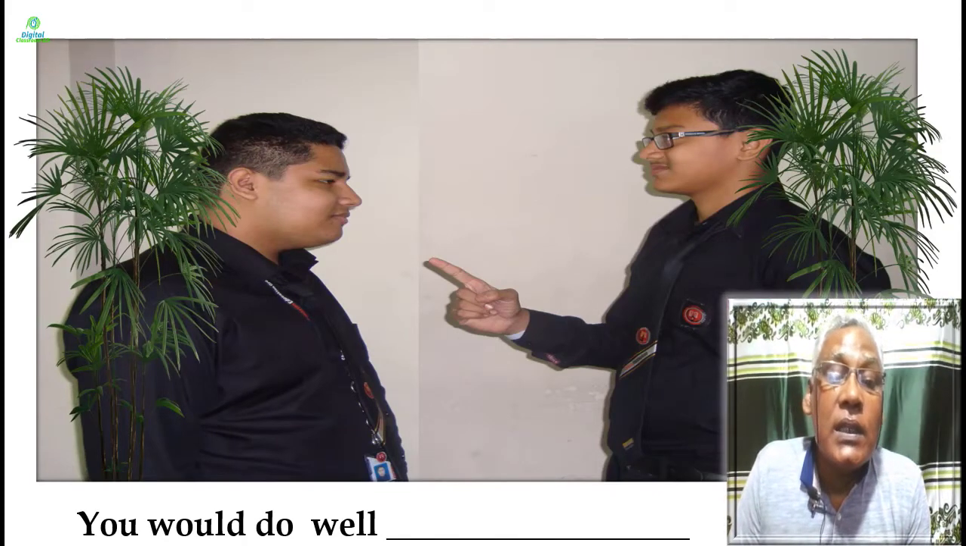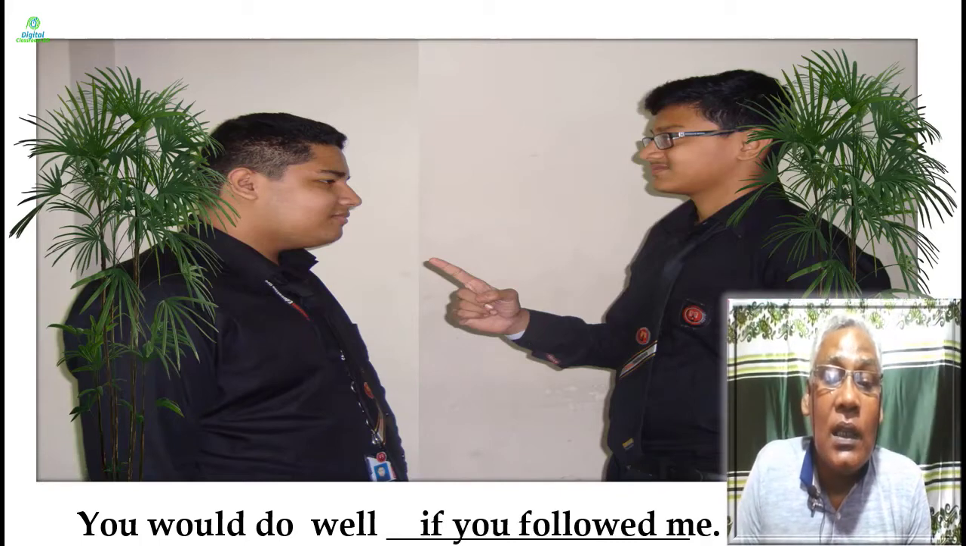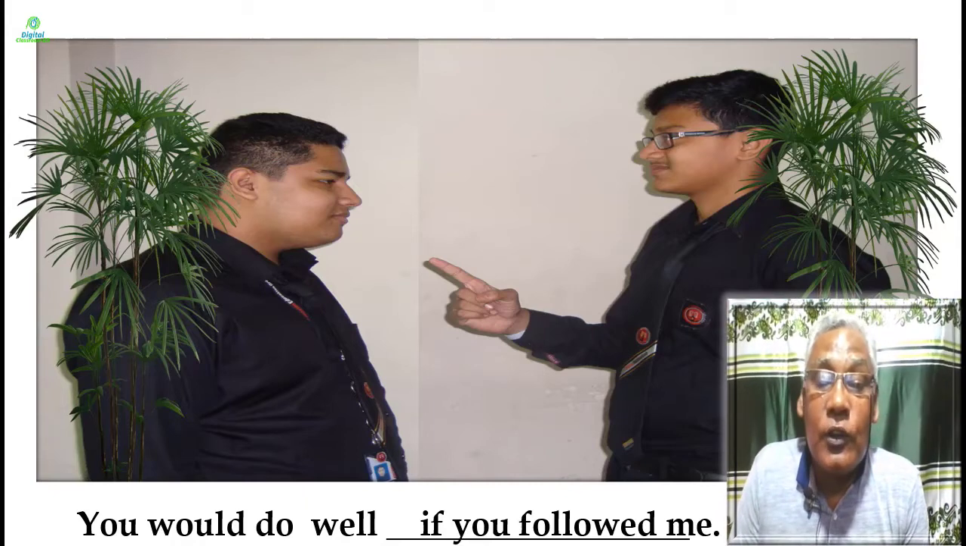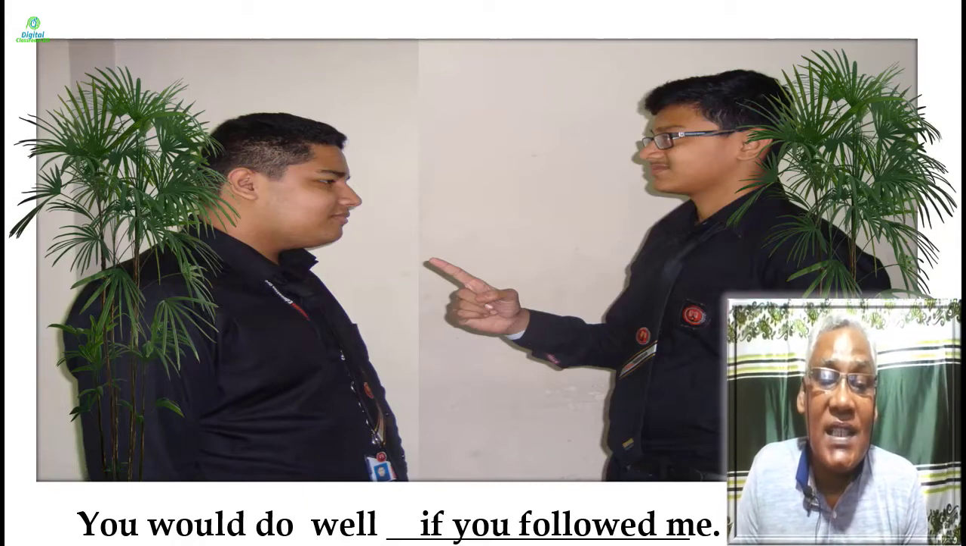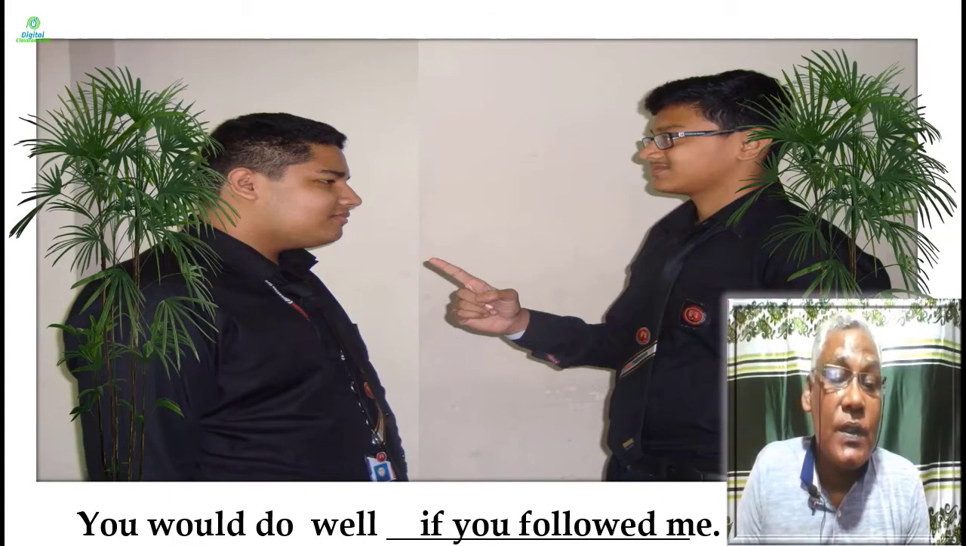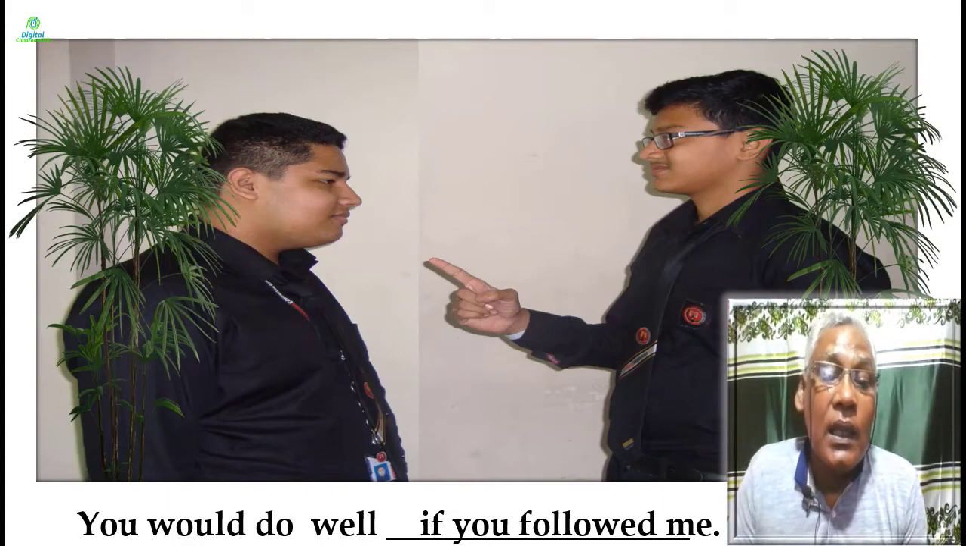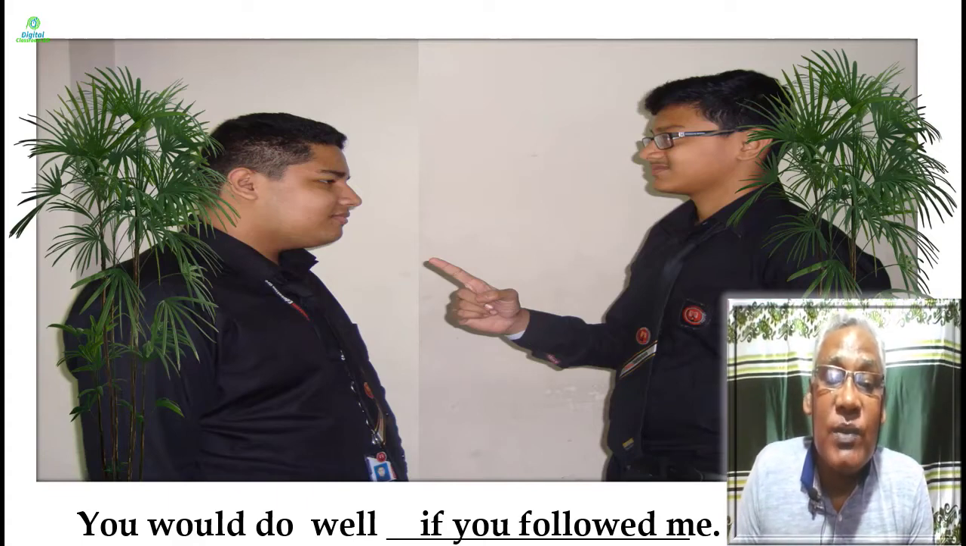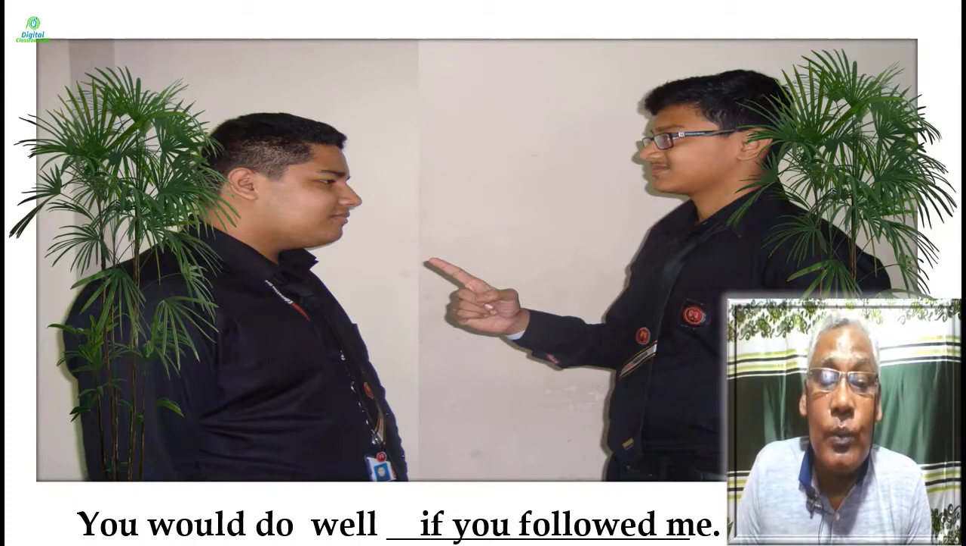Now there's another picture here. You can see a picture here. Look at it. You would do well if you followed me. If you followed me, you would do well. You can say the sentence in that way. Okay. That means you can use the subordinate clause at the beginning and the principal clause at the end. But here, the principal clause has been used first and the subordinate clause has been used in the second clause. Have you noticed? You would do well if you followed me.